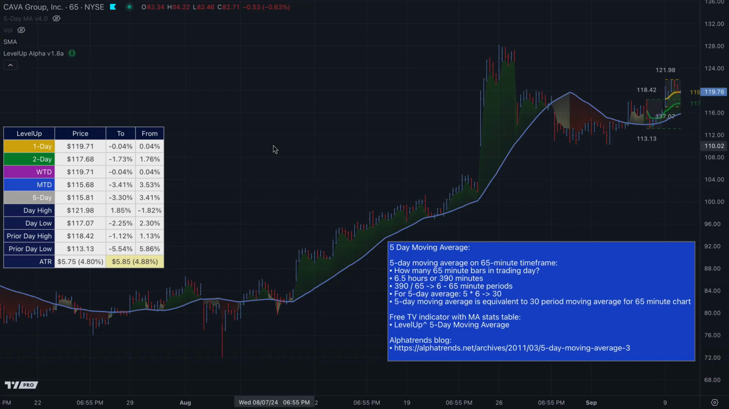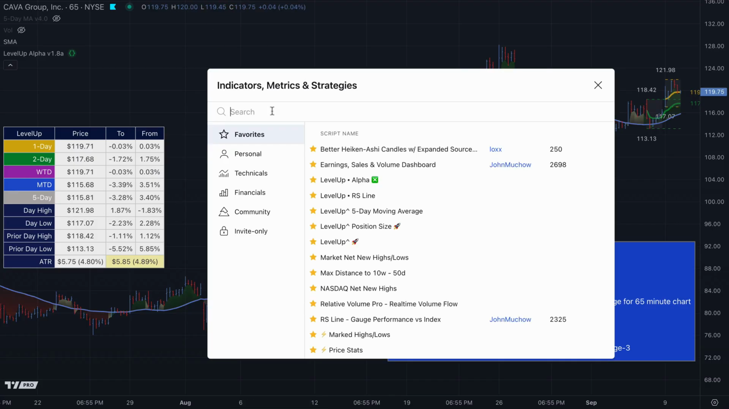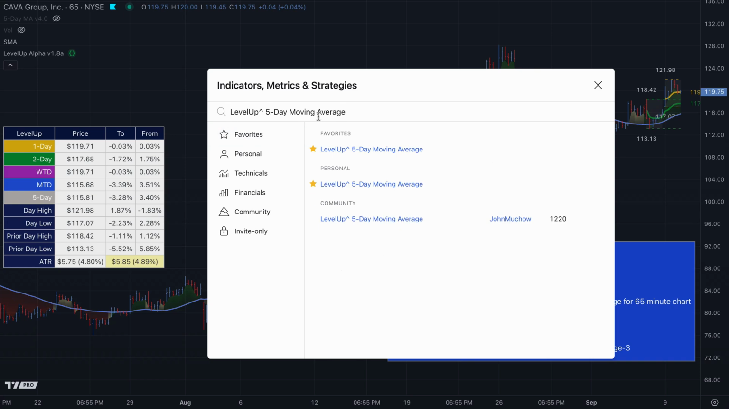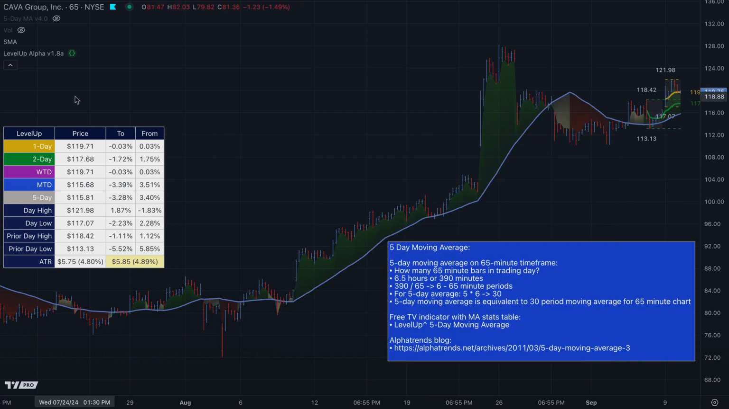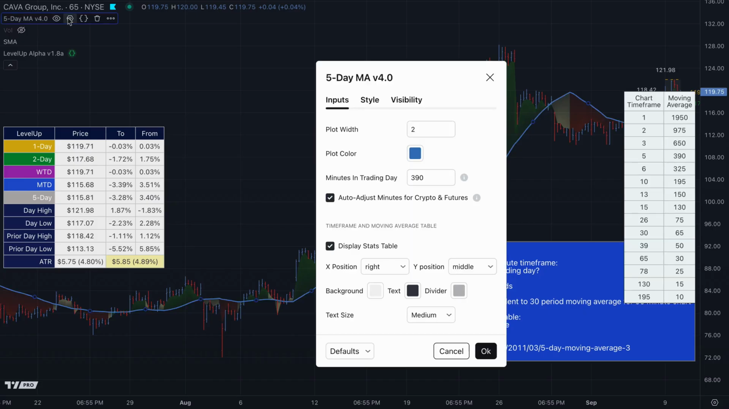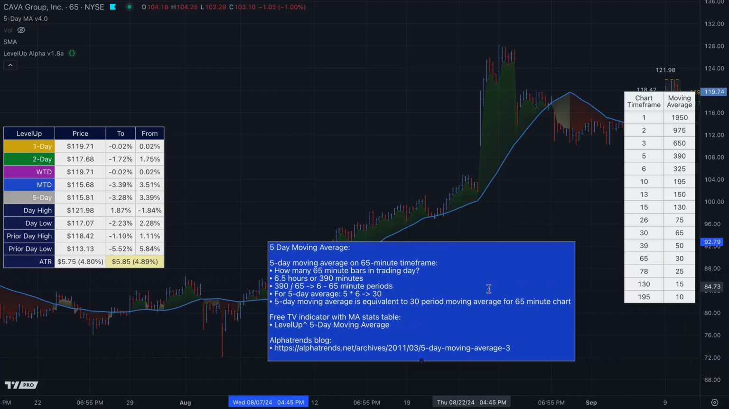If you'd like a reference that gives you an idea of the time frames and the relevant moving average, I can point out a free indicator that I wrote, and you can find it in TradingView by looking for LevelUp 5-day moving average. Once you have that tool installed, if you go into the settings, there's an option to display a stats table. On that table, you'll see the chart time frame on the left and the relevant moving average on the right. For example, we just walked through a 65-minute time frame, and the moving average is essentially equivalent to a 30-period moving average.